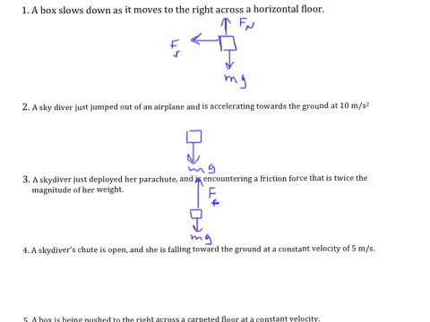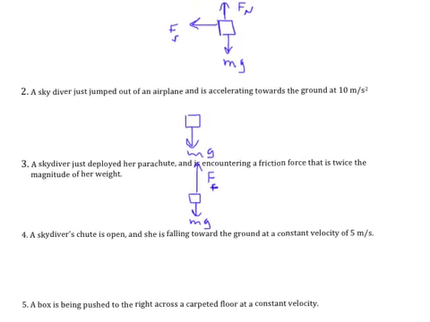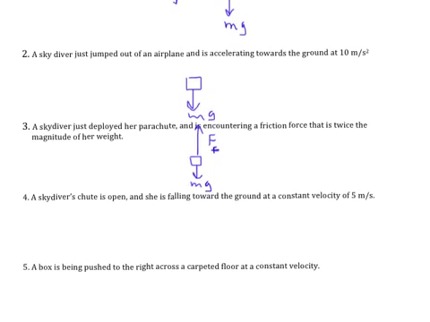Now, this next one, the skydiver chute is open, and she's falling to the ground at a constant velocity. My friends, we always need to look for that term, constant velocity. Constant velocity means dynamic equilibrium. That means the forces are equal. The object is not accelerating. So that means that our downward force, which is mg, the force of gravity, must be completely balanced by an equal upward force, the force of friction.